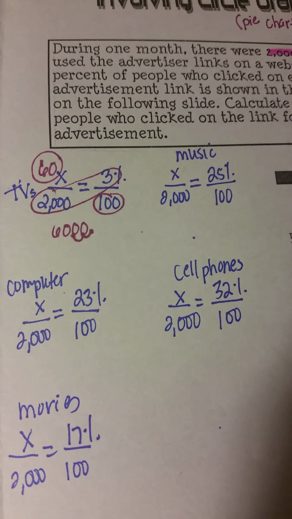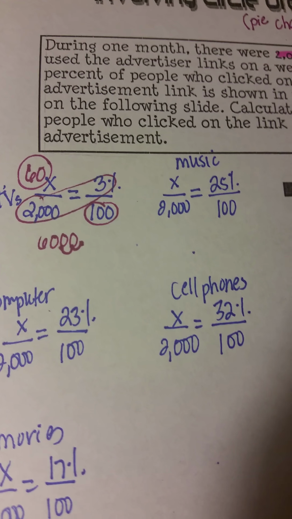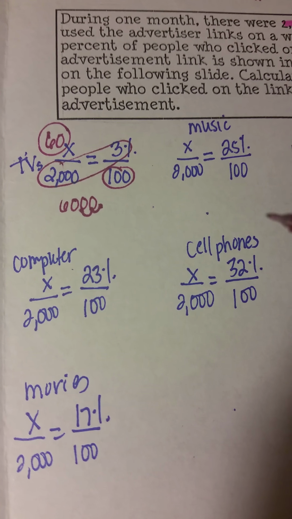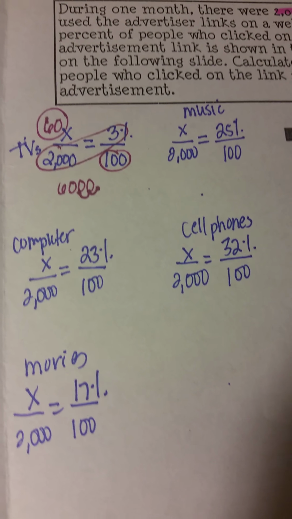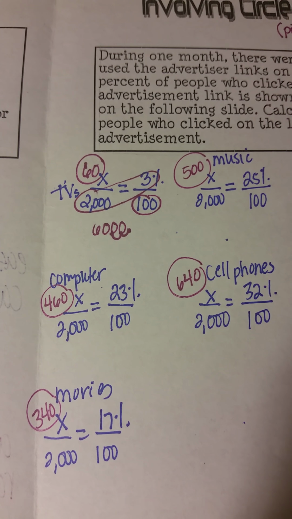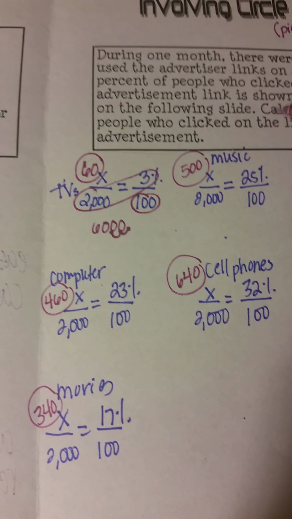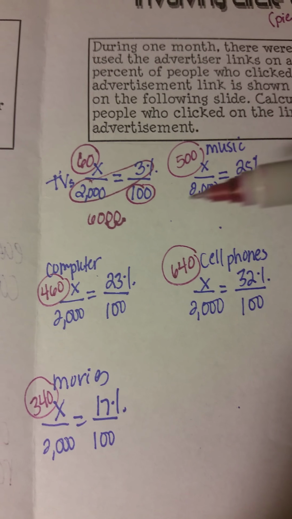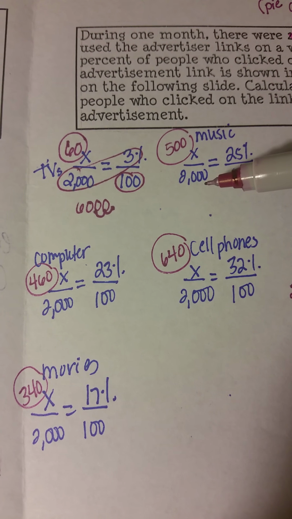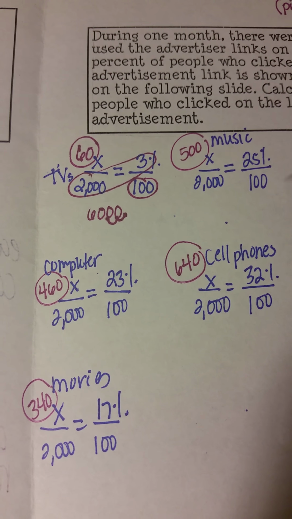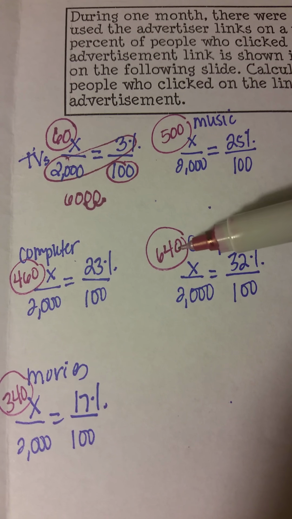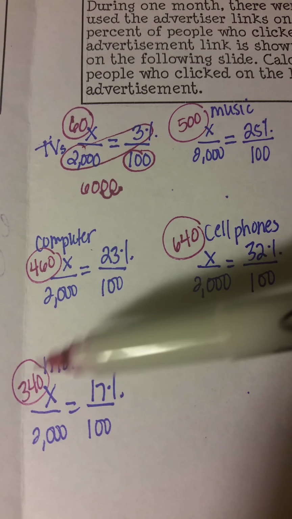Okay. So now I want you to go ahead and figure out what music, computers, cell phones, and movies are with your partner. I'll pause here while you calculate that. Okay. So when you calculated that, for music, you should have gotten 500 people. That 25% represents 500, so it's 25% of 2,000. So of those 2,000 people, 500. For computers, you have 460 people that clicked on it. Cell phones was 440. And movies was 340.